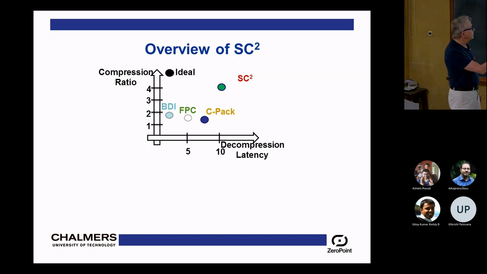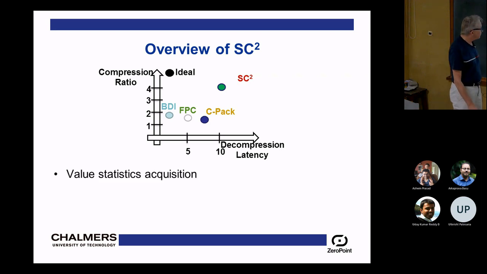But the thing with these schemes is that while they have a fairly short decompression latency, they are not very effective. So our motivation was instead to go for a little bit longer decompression latency, not like 100 cycles of course, but more in the range of 10 cycles, and then hopefully get some more compression going. And that's what we managed to do. We went for Huffman compression, and Huffman compression, as you know, encodes frequent values with fewer bits than not so frequent values. That's essentially what happens, right?